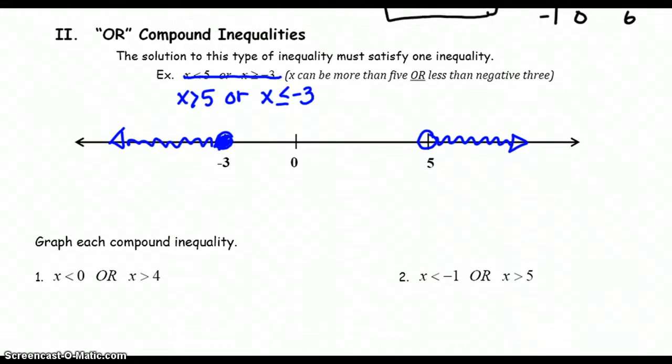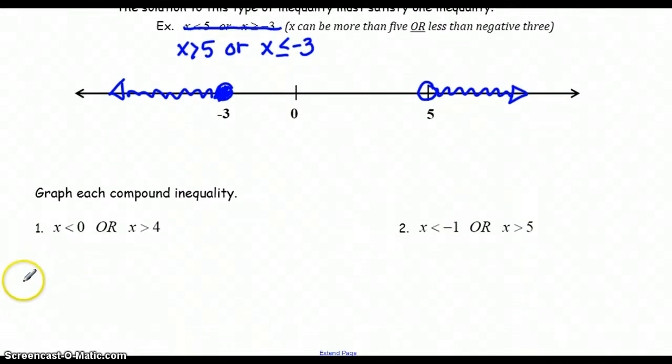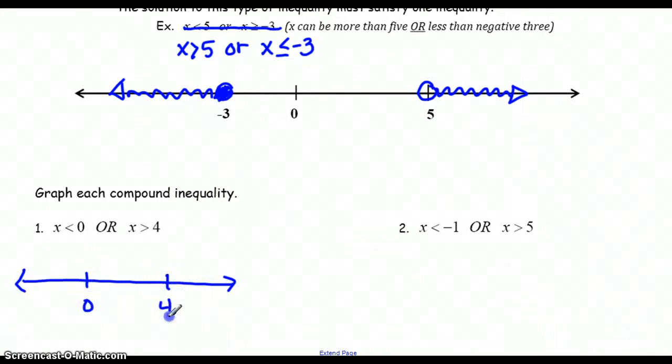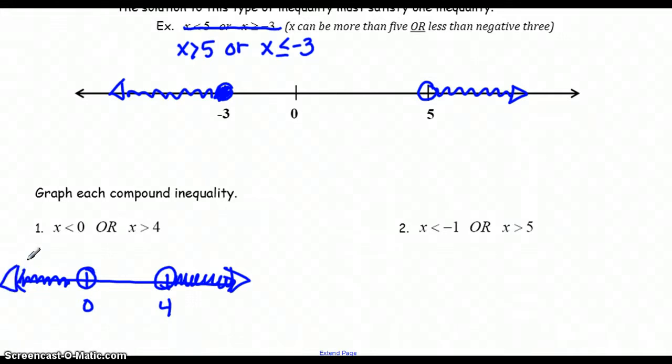So let's go ahead and just practice 2 more. Number 1, x is less than 0 or it's greater than 4. Again, here's 0, here's 4. We want values bigger than 4, or we want values less than 0. Very basic, that's all there is to it.